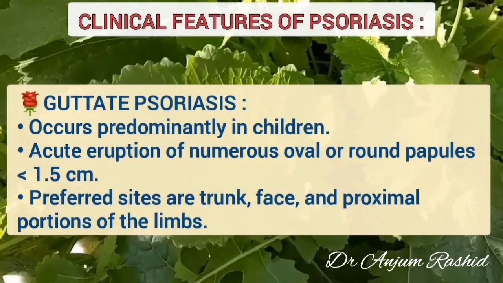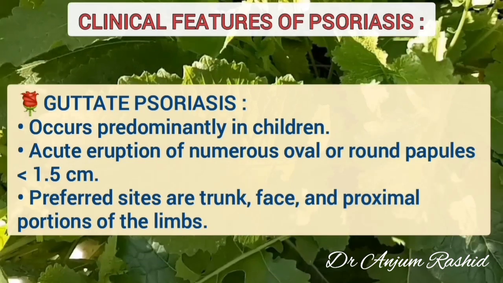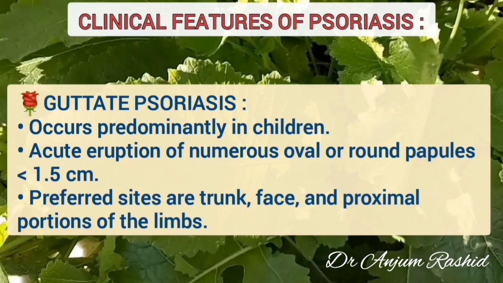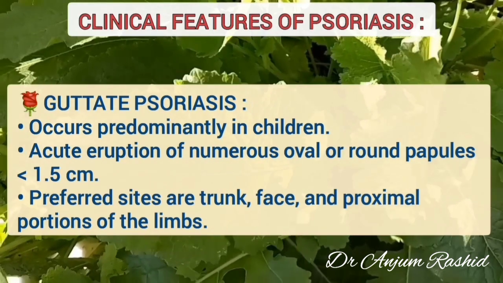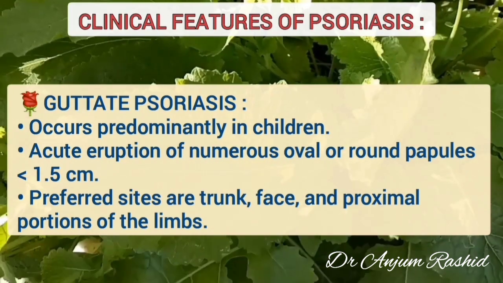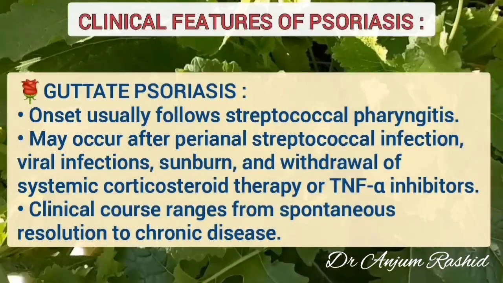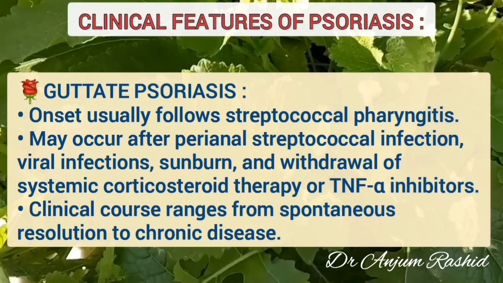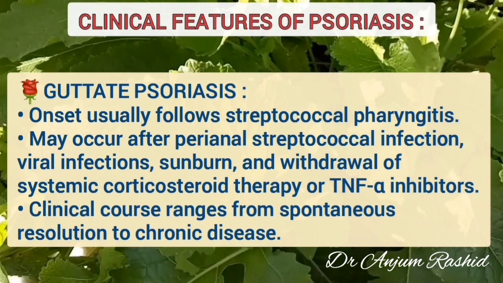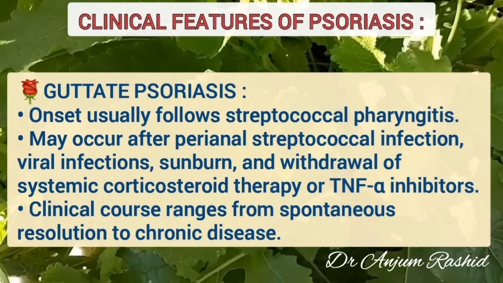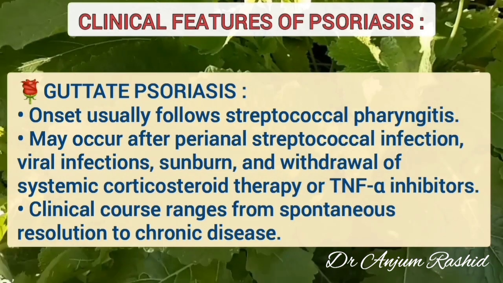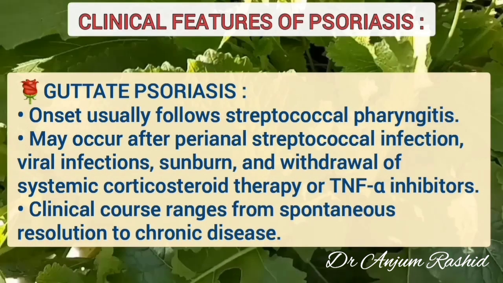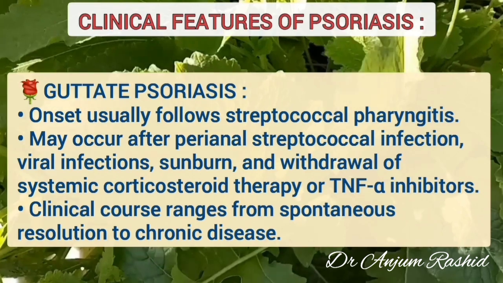Guttate psoriasis occurs predominantly in children. There is acute eruption of numerous oval or round papules which are less than 1.5 cm. Preferred sites are trunk, face and proximal portion of the limbs. Onset of guttate psoriasis usually follows streptococcal pharyngitis, but it may occur after perianal streptococcal infection, viral infection, sunburn, and withdrawal of systemic corticosteroid therapy or tumor necrosis factor alpha inhibitors. Clinical course ranges from spontaneous resolution to chronic disease.